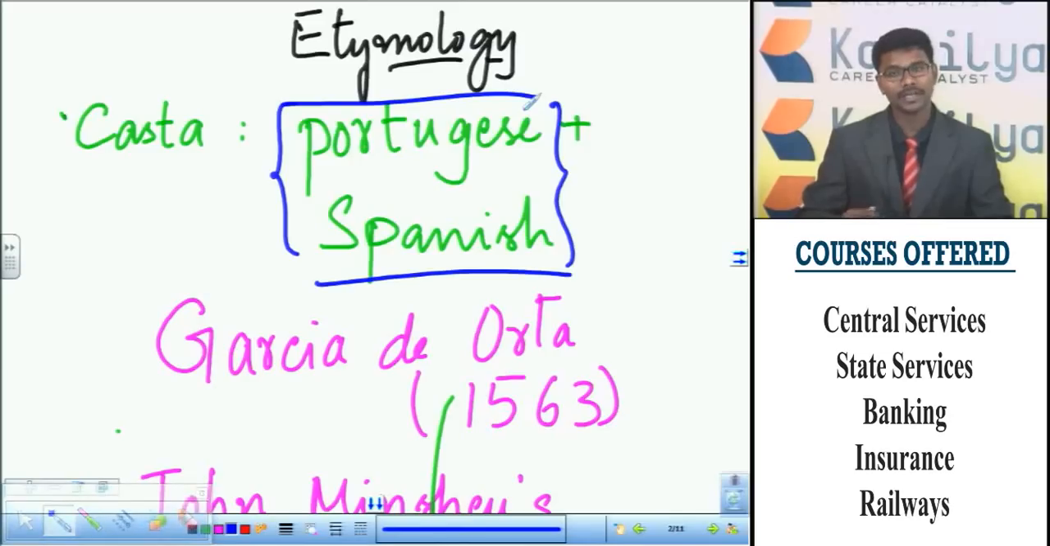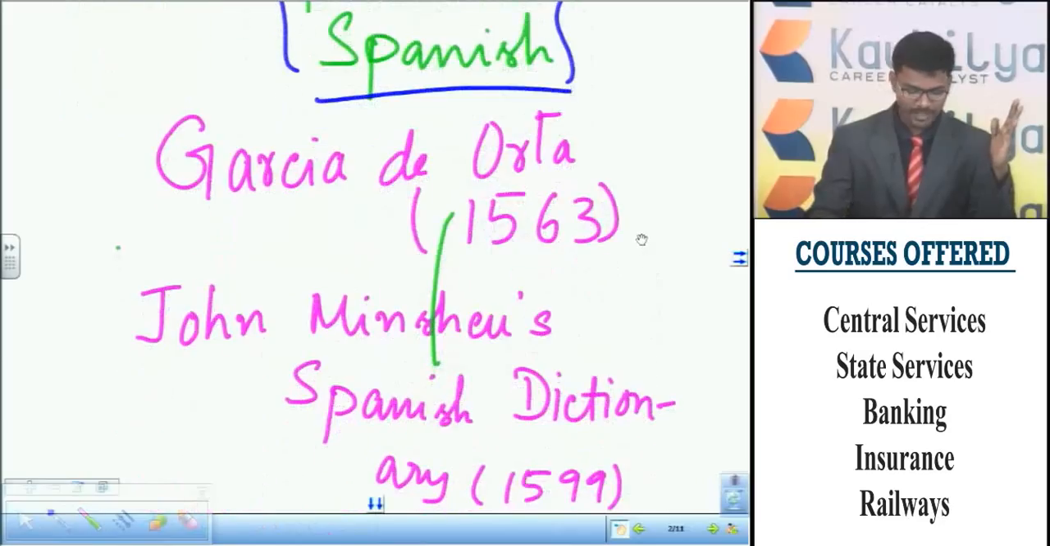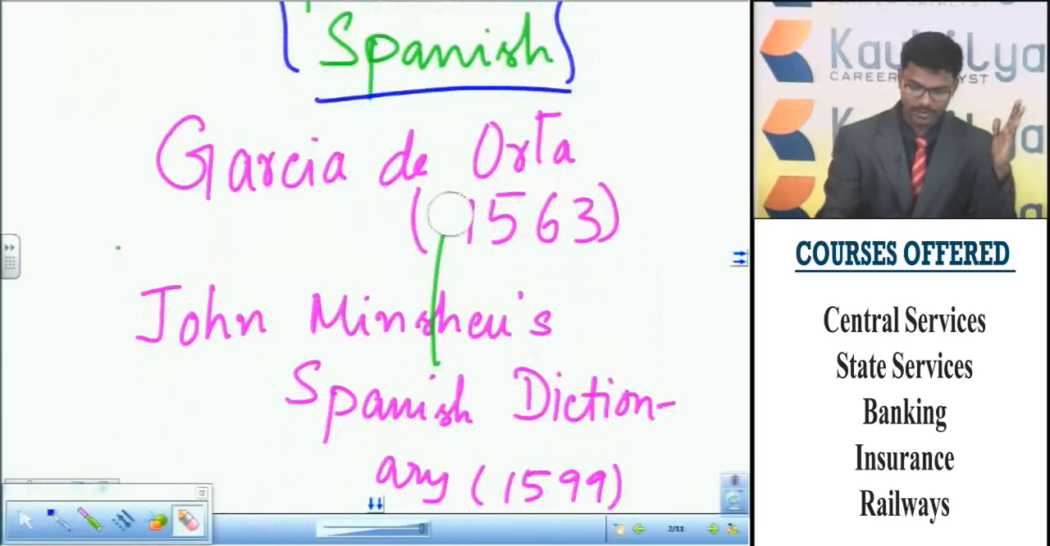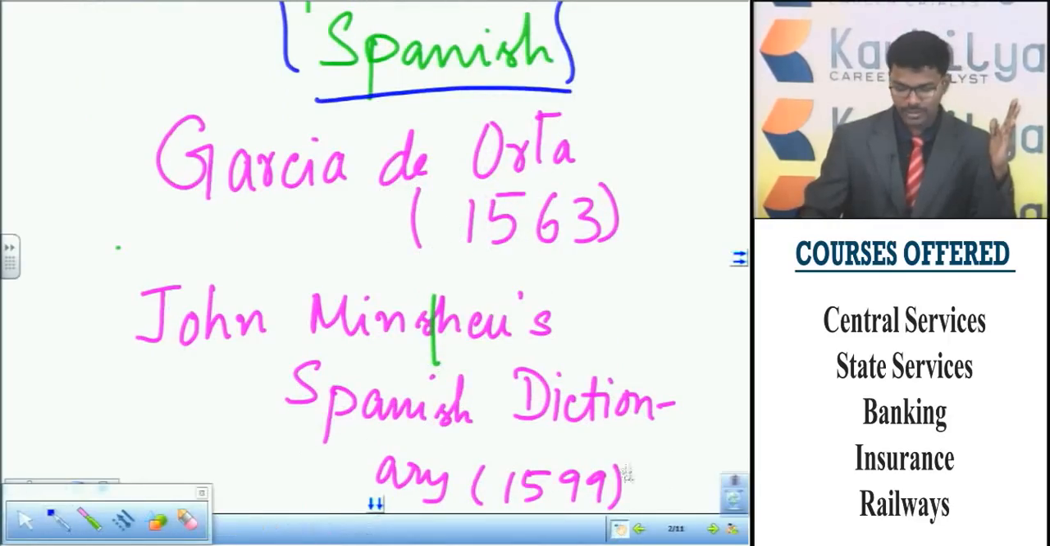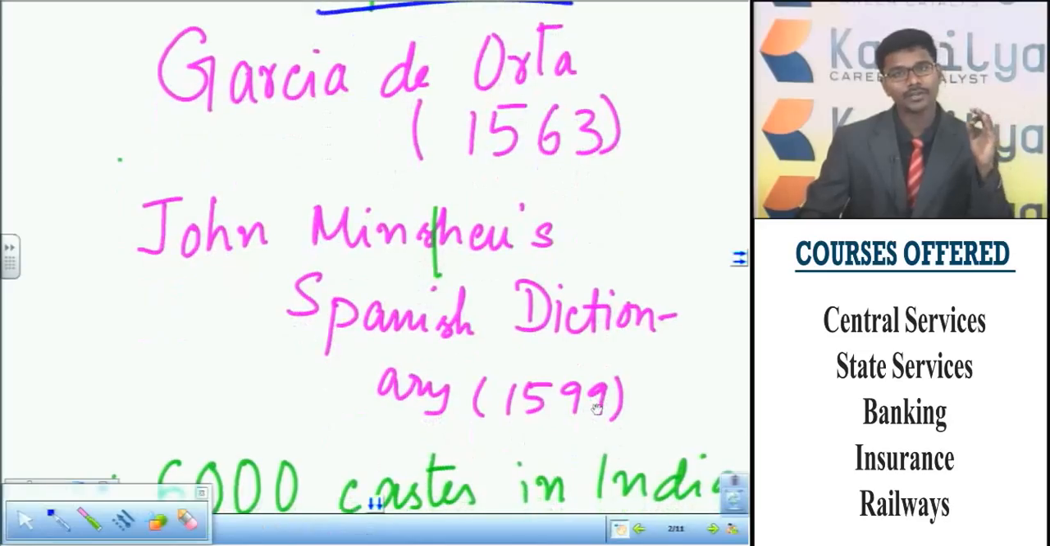It came from an origin of Portuguese and Spanish dictionaries, wherein these people have referred to the caste system first in the New World, that is the Western world, which is based mainly on the color aspect. This caste system was mainly based on the color aspect, and it is the Portuguese and the Spanish people who had introduced this term called casta first.